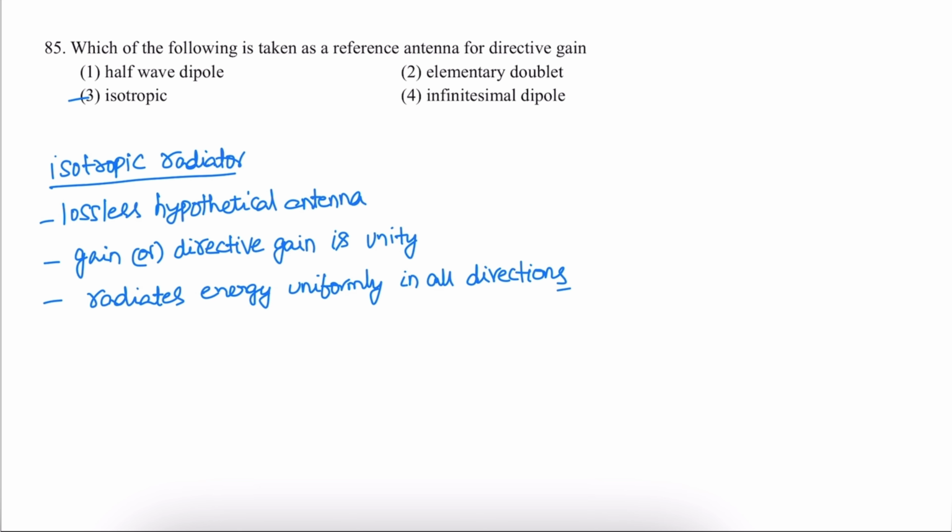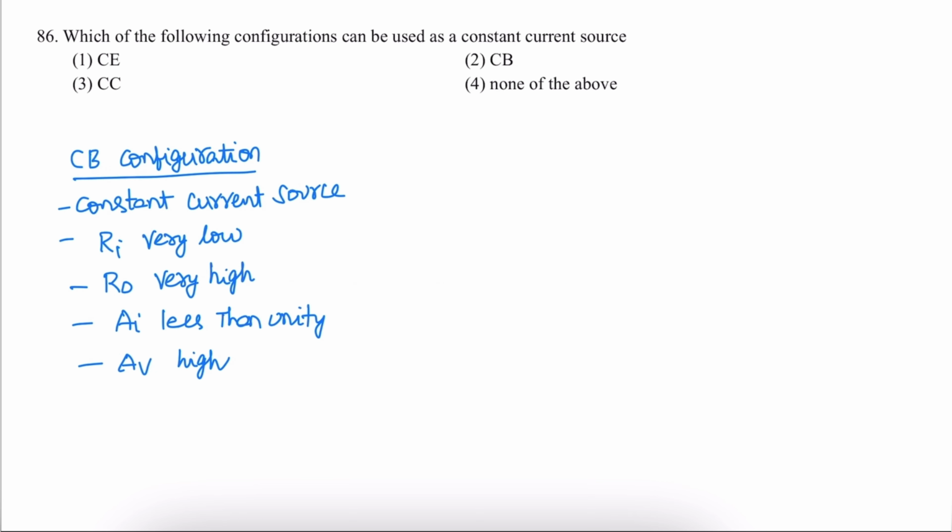The gain and directive gain of this isotropic radiator is 1 or 0 dB. Practically, an isotropic antenna does not exist. Next question. Which of the following configurations can be used as a constant current source? So obviously it is common base configuration.